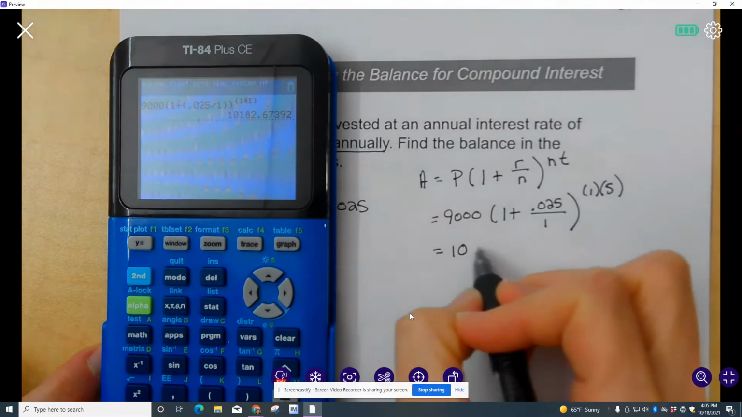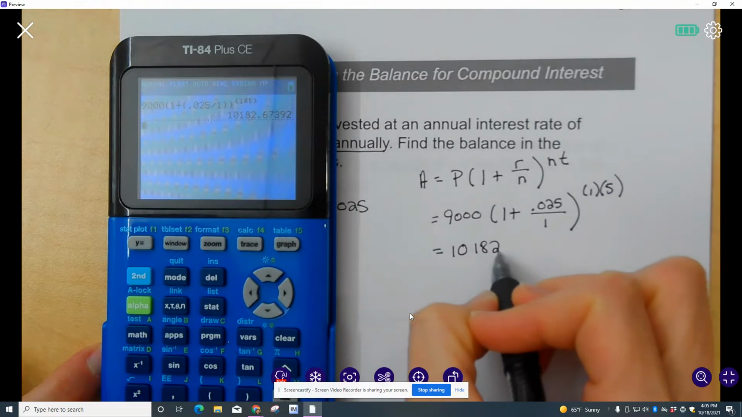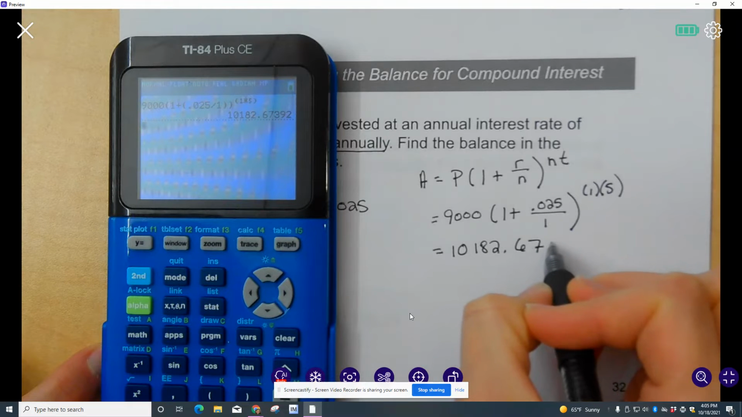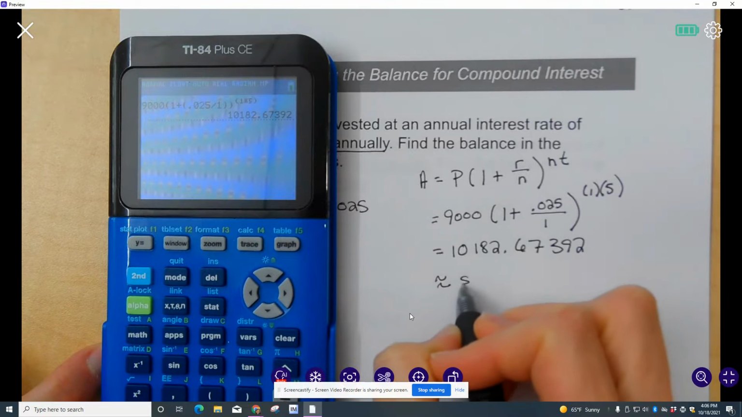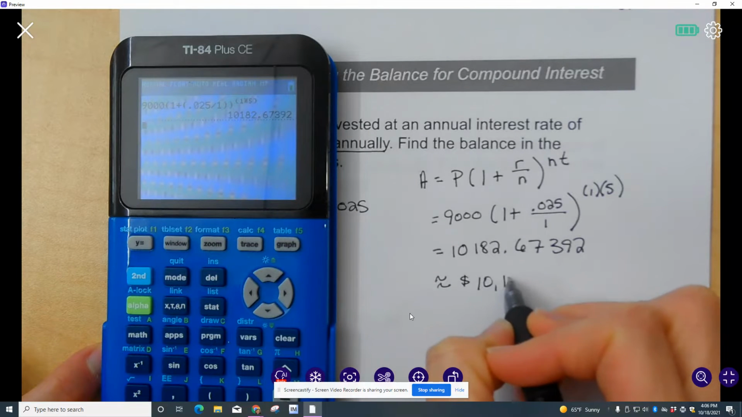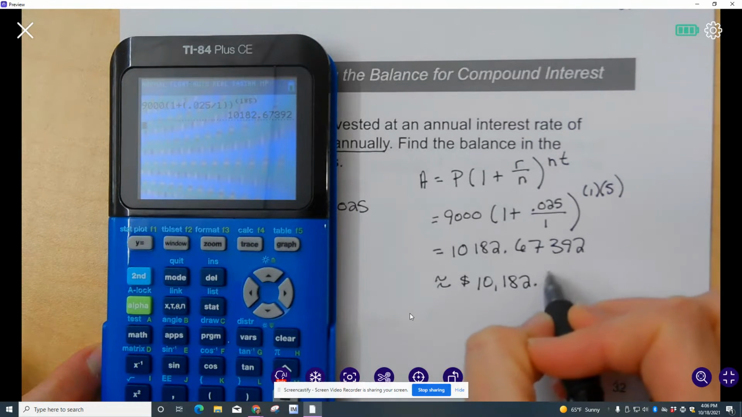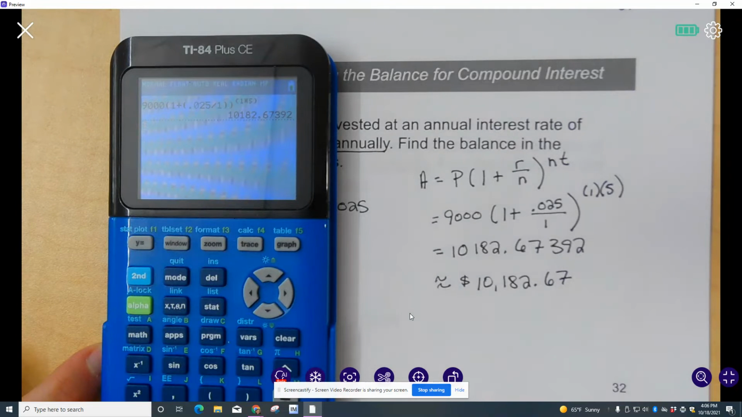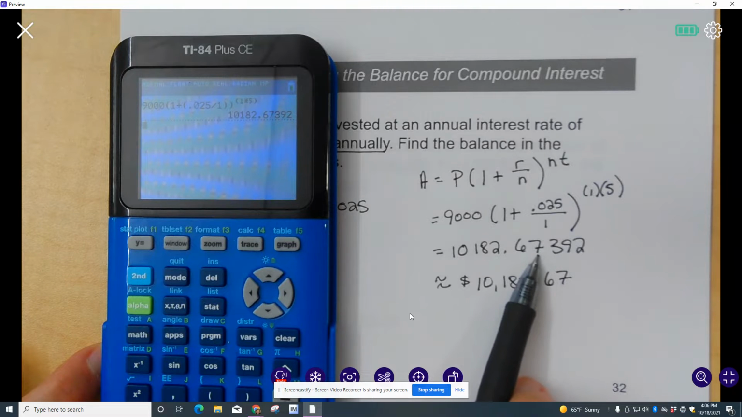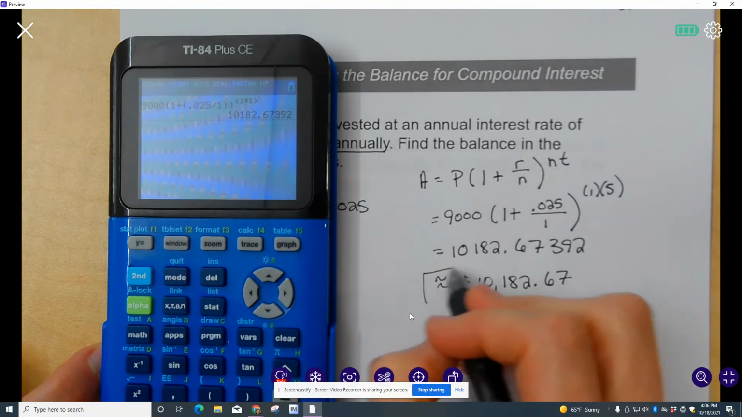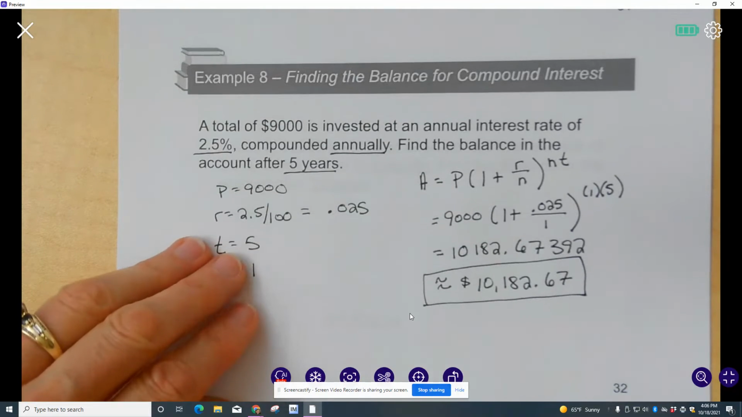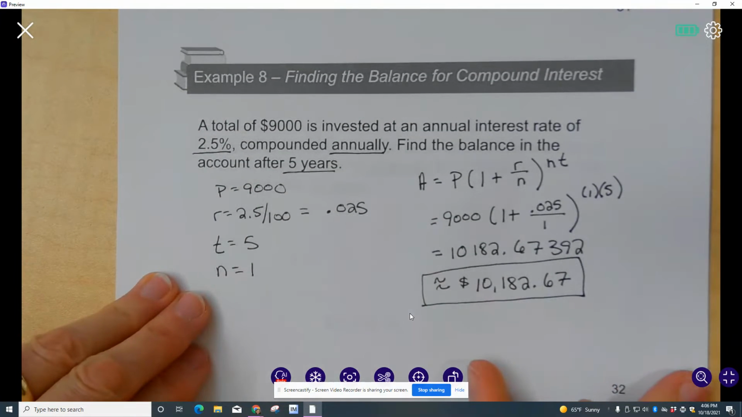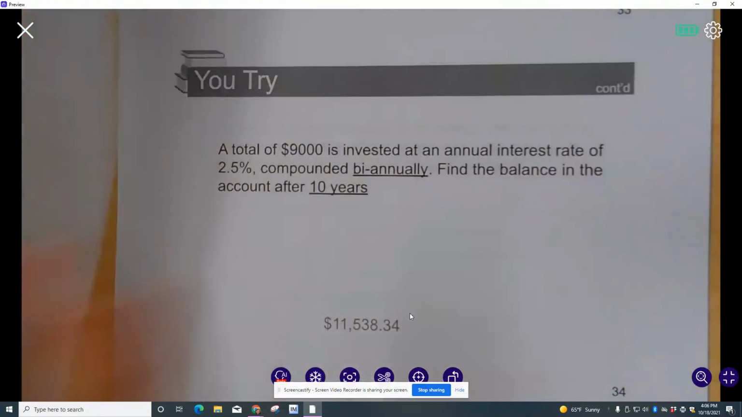So what I got here was 10,182.67392. So this is approximately $10,182.67. Okay, the number past the 7 is a 3, so I'm not going to round up to 68. I'm going to leave it at 67. So that's about it for those. Once you figure out your pieces, you're just plugging those in.